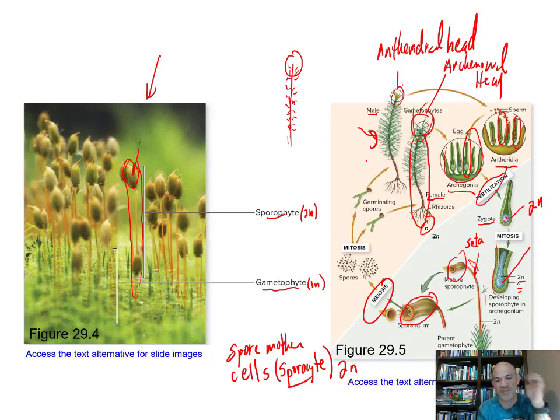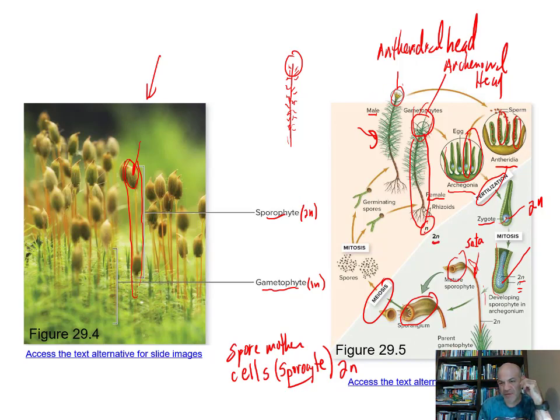So it could be a question with just words and no picture. It could be a picture with labels removed and asking you, what is the name of this structure? Is it the sporophyte? Is it the gametophyte? What process occurs?